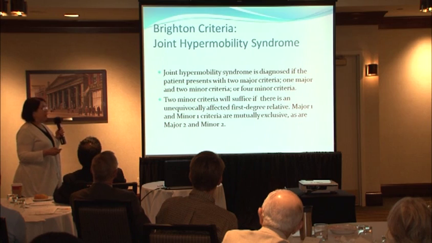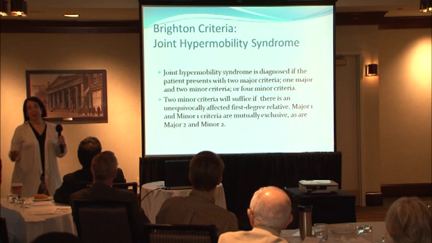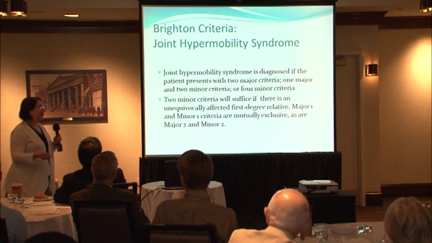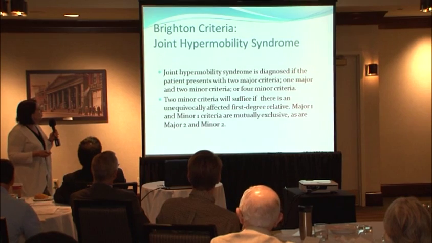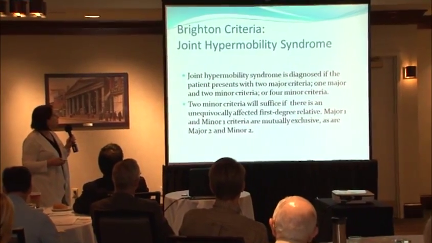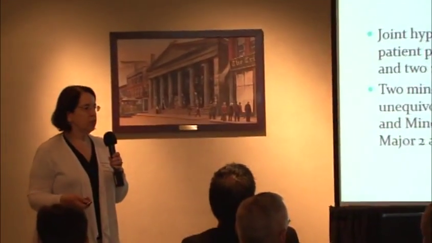And the Brighton criteria, this is another unfortunate thing, that Beighton and Brighton sound so similar to each other, and I think it's very confusing. But the Brighton criteria that were established for the diagnosis of joint hypermobility is the presence of either 2 major criteria, 1 major and 2 minor, or 4 minor criteria. And if a person has an unequivocally affected first-degree relative, then we can establish this diagnosis in the presence of 2 minor criteria. Okay.